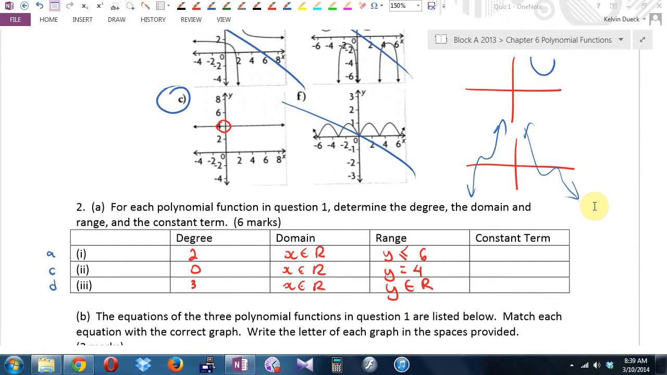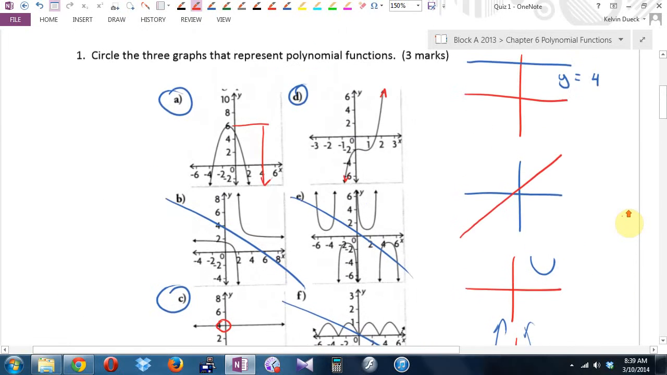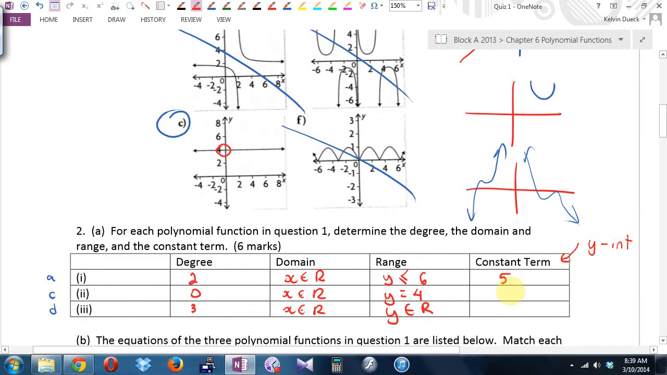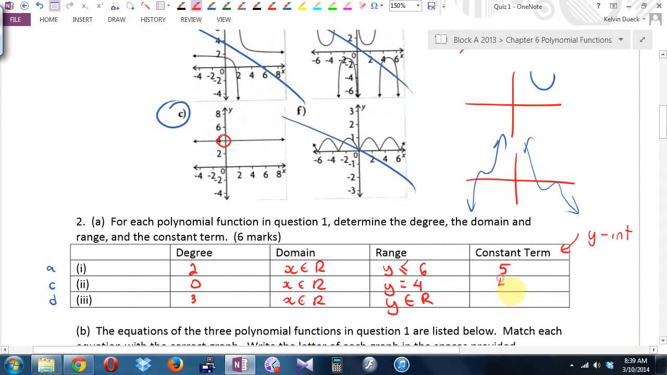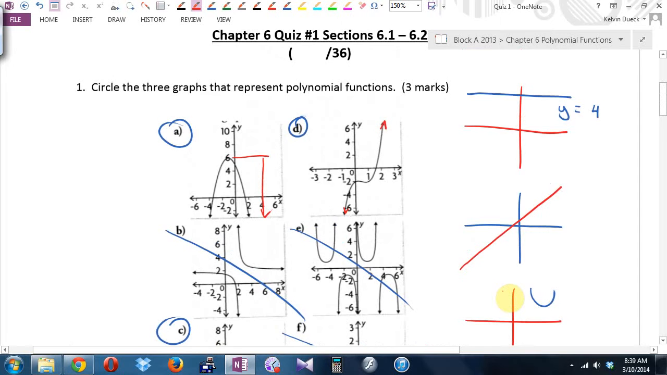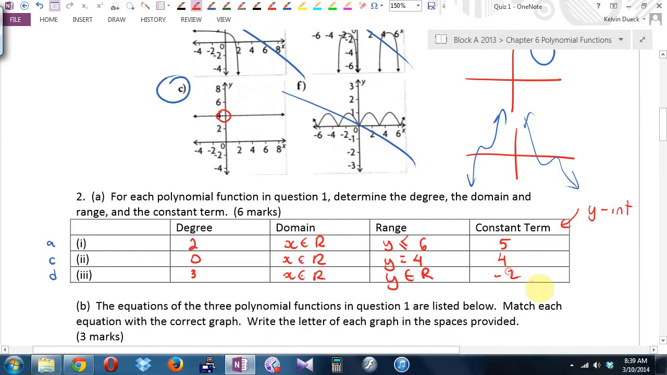The constant term. This threw some people off. Listen, folks. The constant term in a polynomial function will also be the y-intercept. The reason is, in any polynomial function, because you have x's and everything but the constant term, to find the y-intercept, you put a 0 in for the x, which means all the x terms will vanish. So the constant term for graph A is 5. The constant term for graph C is 4. The constant term for graph D is -2. 1 mark for each of those, so I guess this question is somehow out of 12.